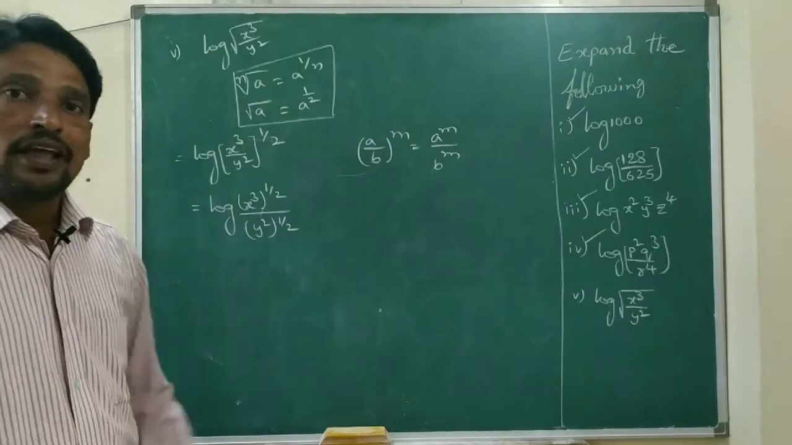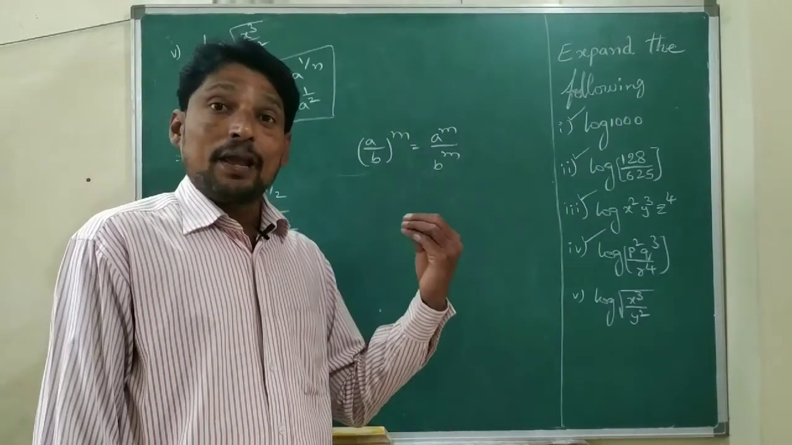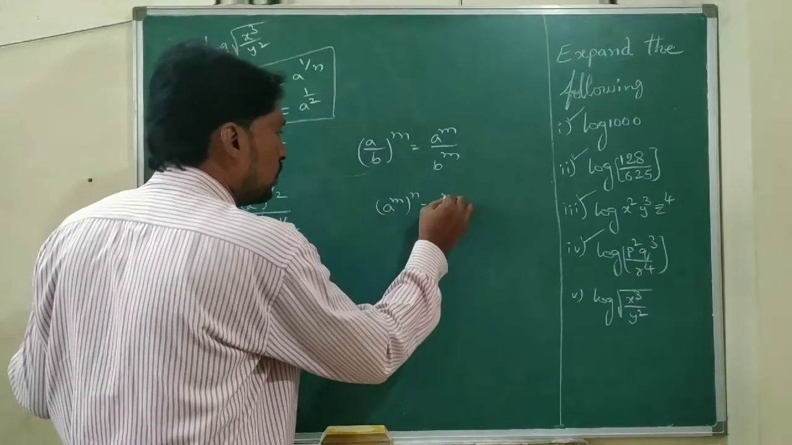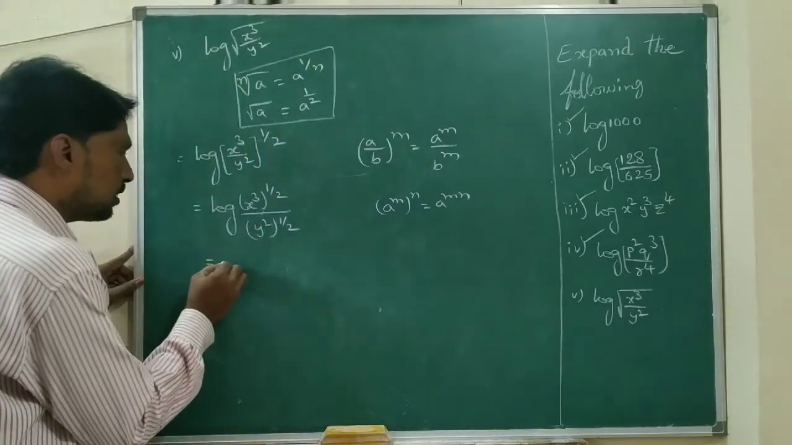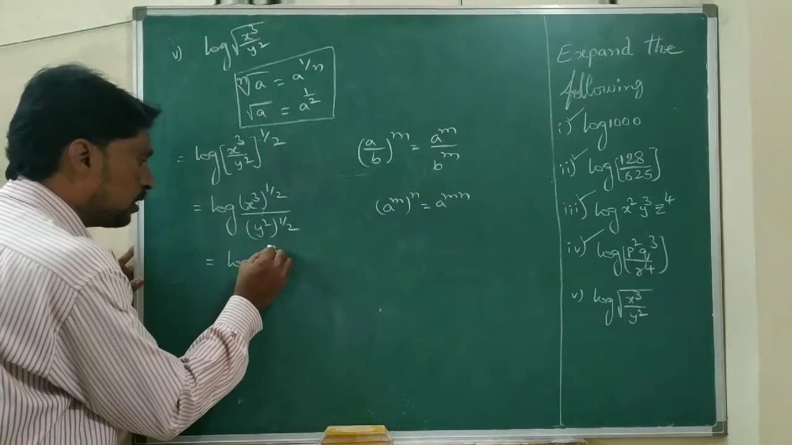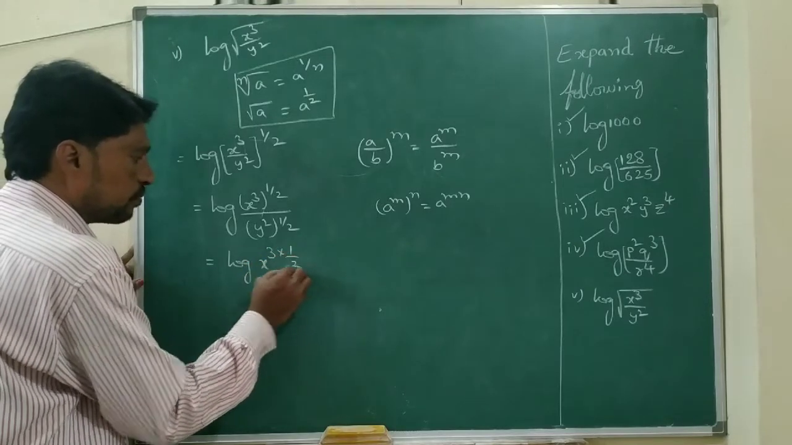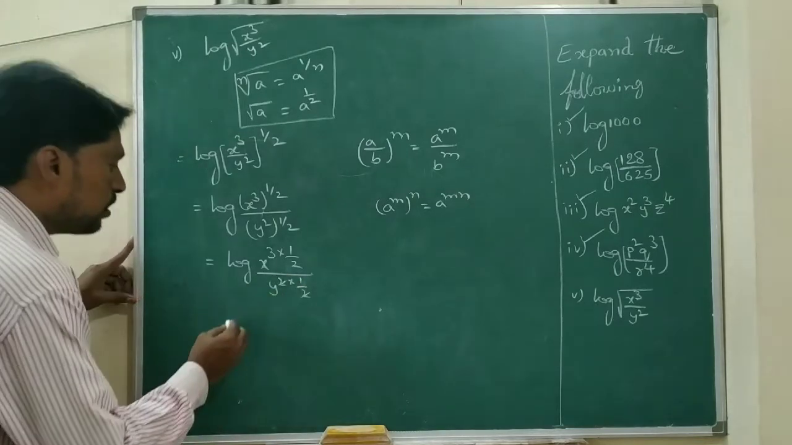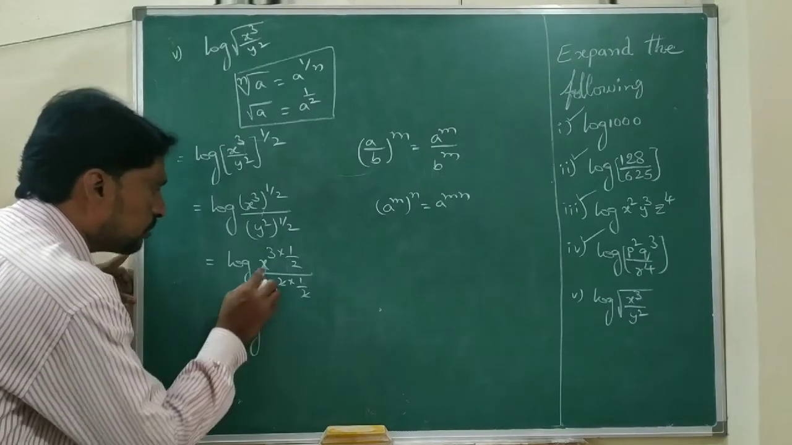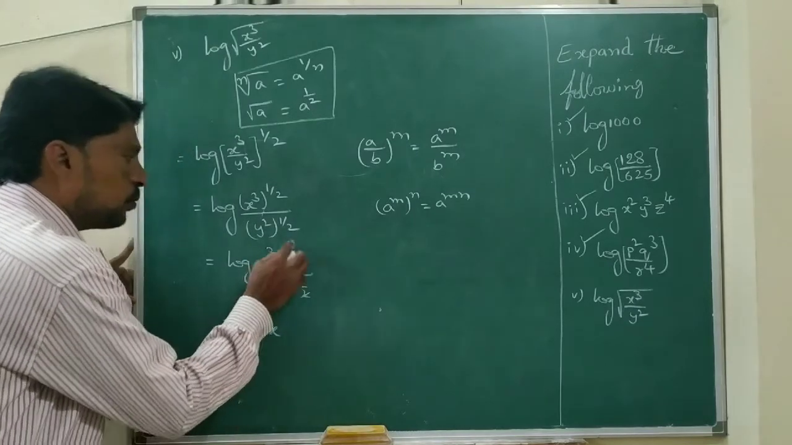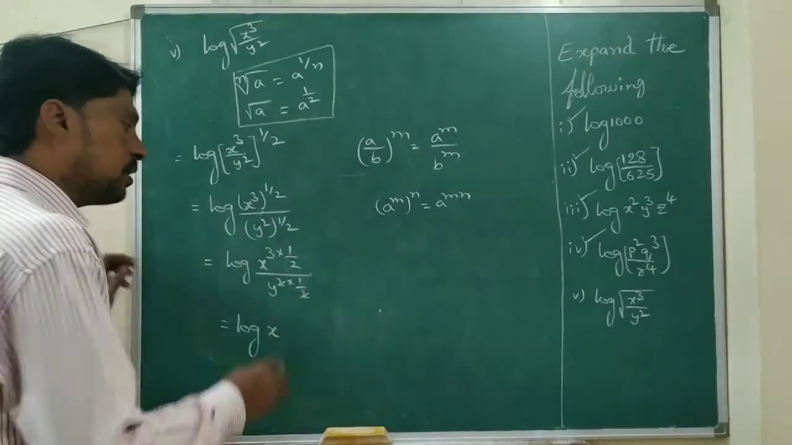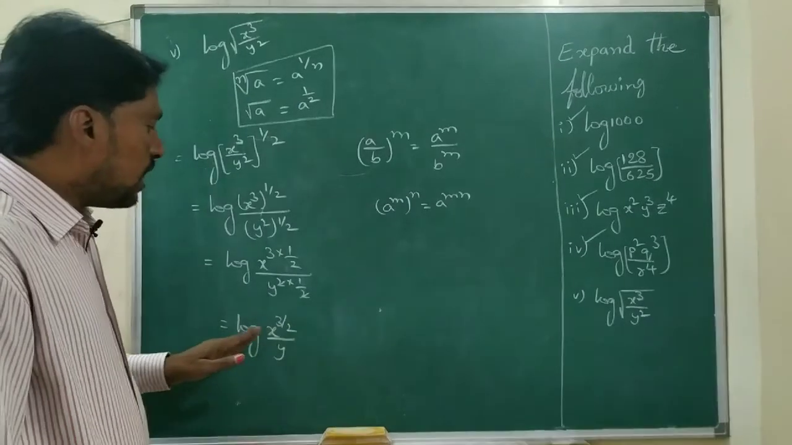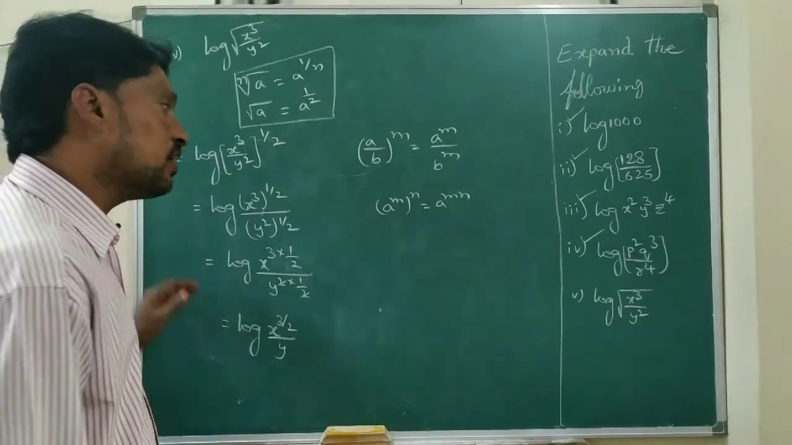Again it is of the exponent form, a power m whole power n, which equals a power mn. That equals log of x power 3 into 1 by 2 by y power 2 into 1 by 2. The 2 gets cancelled. So in the numerator we multiply 3 into 1 by 2, and in the denominator we get y. So we get log of x power 3 by 2 by y.